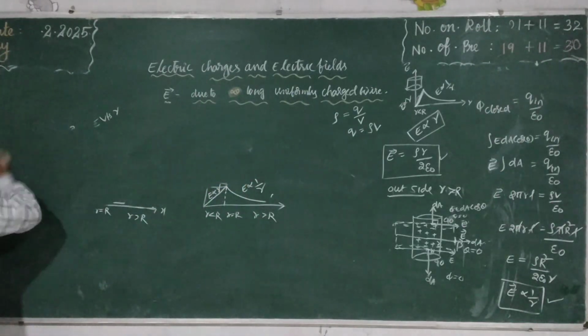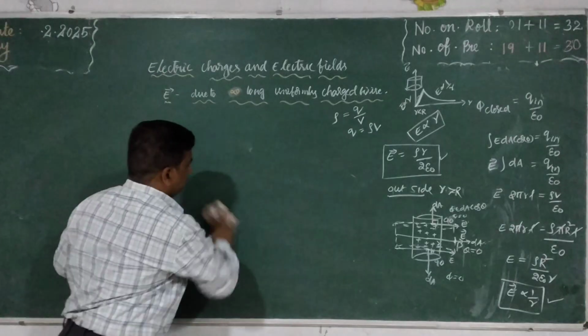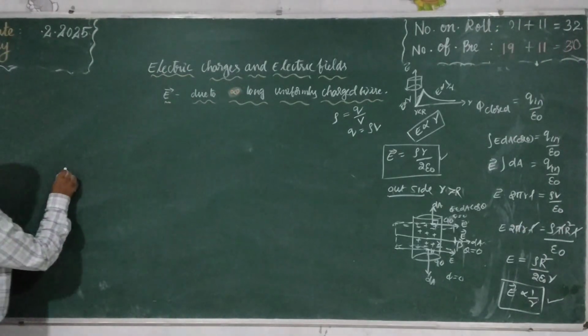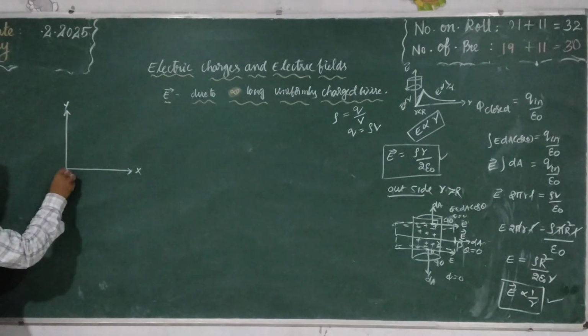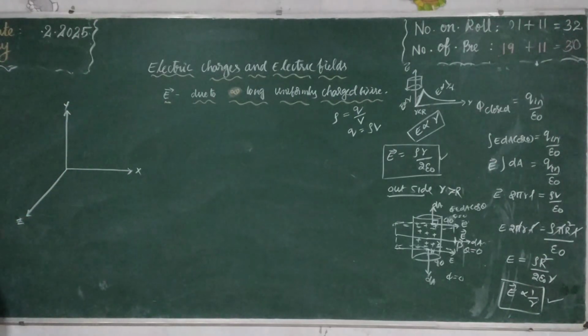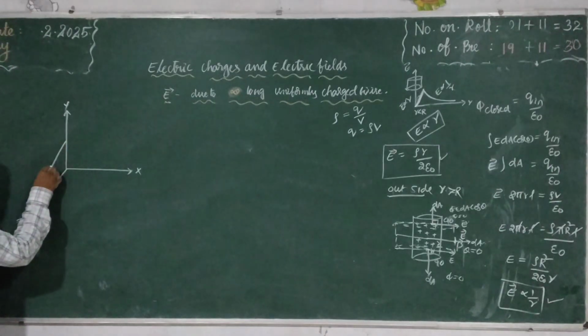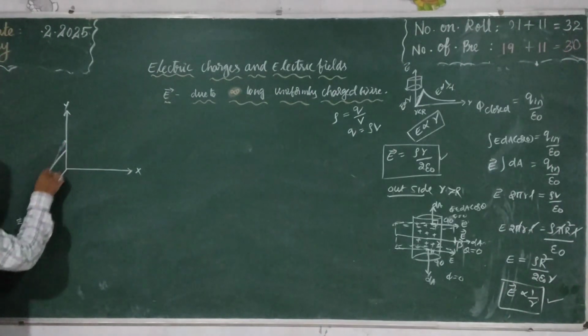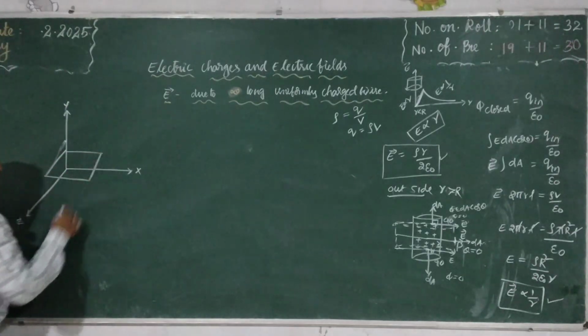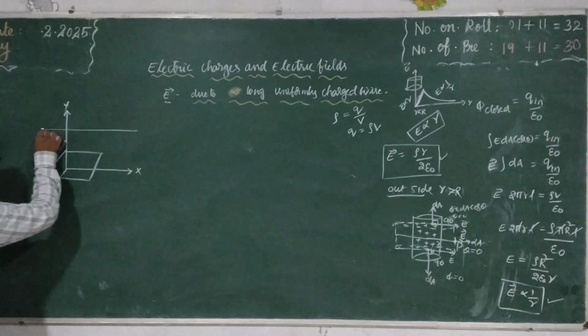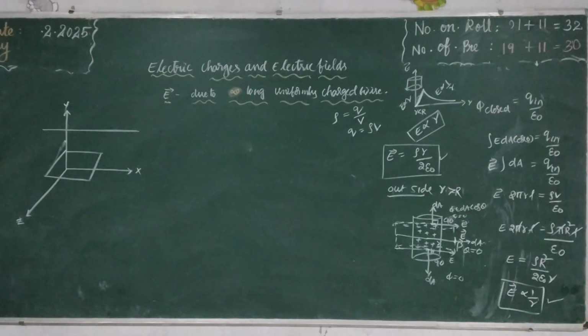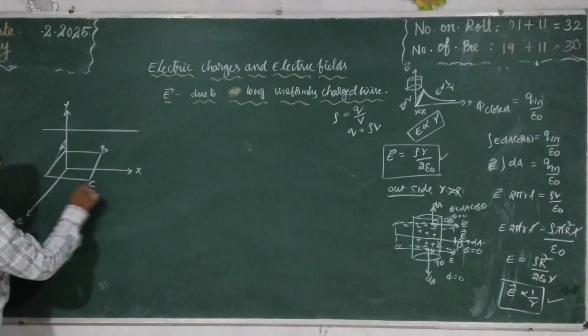What is the flux? Once I draw the diagram, for example, here is the x axis, here is the y axis, and this is the z axis. Here one rectangular surface is there. This is the rectangular surface. Here an infinitely long uniformly charged wire is there. Due to this infinitely long uniformly charged wire, what is the flux through this rectangle ABCD? That we have to find out.